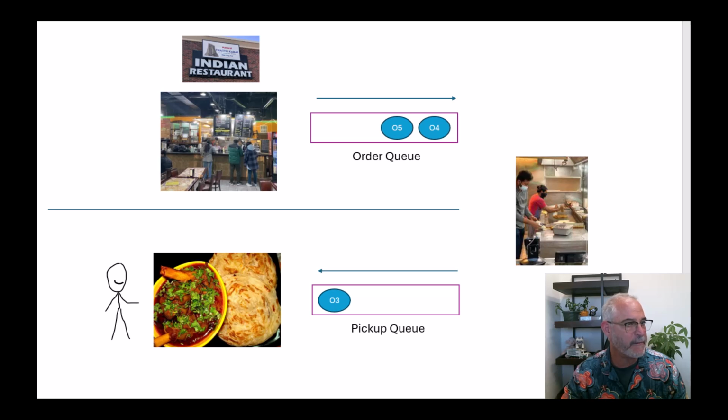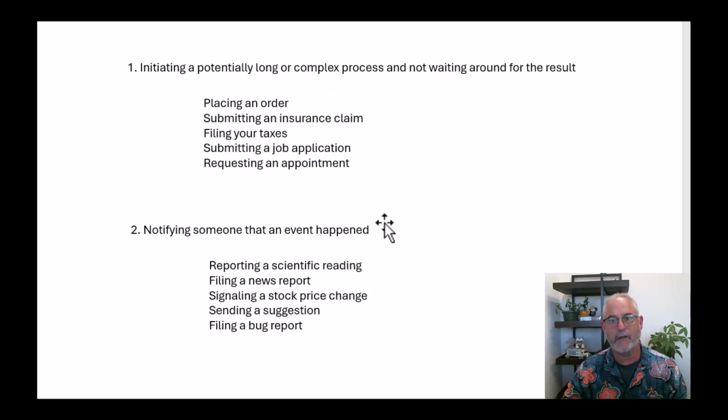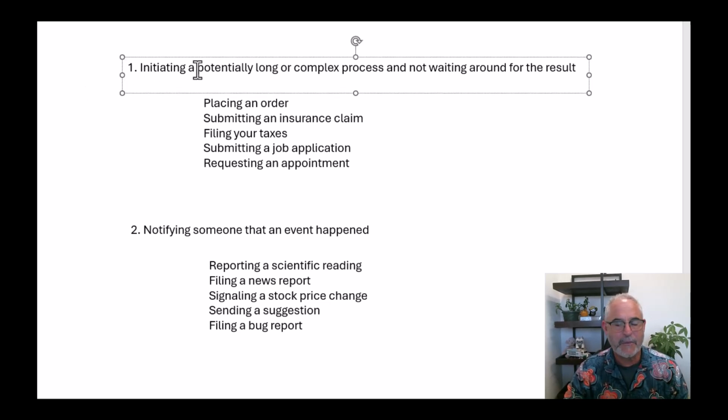And when we're talking about writing software, we want to think about using queues to model real world situations that actually follow that kind of pattern. And so in my mind, I put it in two groups. The first is you're initiating a potentially long or complex process and you're not waiting around for the result. Doesn't mean there is no result. You're just not waiting for it.